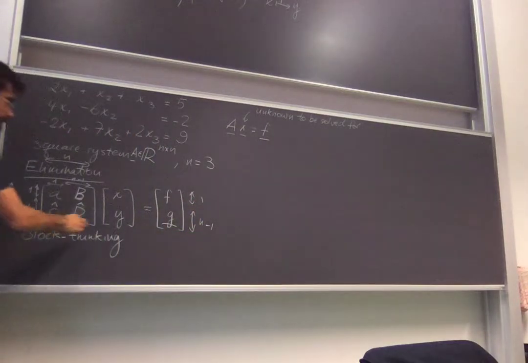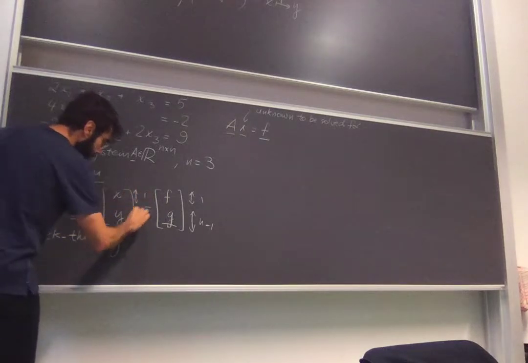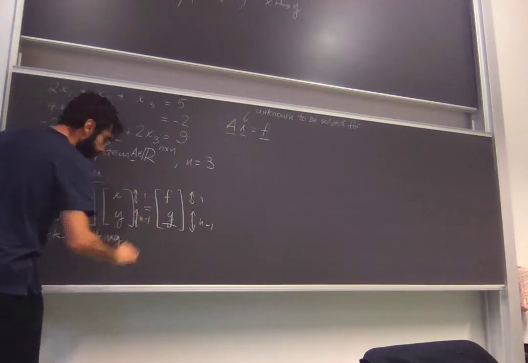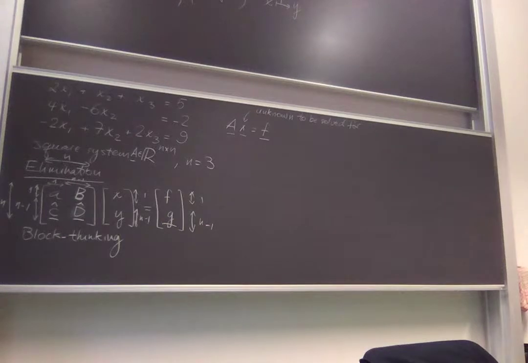Okay? How about this one? That's 1. And that's n minus 1. Right? Let's check if everything makes sense. Can we do a row column multiply here? Let's see. Scalar multiplies scalar. That's okay.